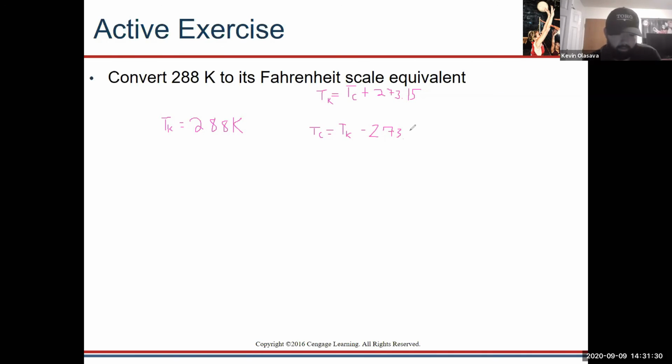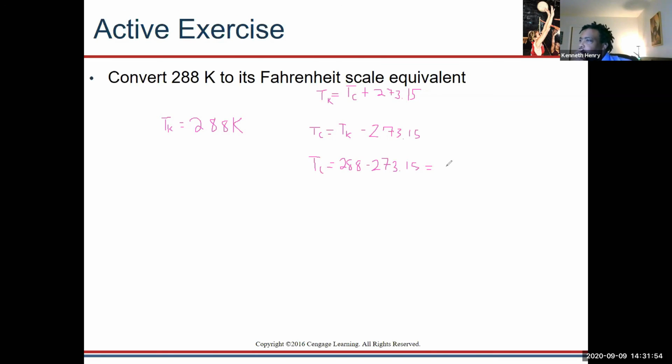So then I could just plug and chug. So I'll say TC is equal to 288 minus 273, which is going to equal what? 14.85? Yeah. Okay, so I got 14.85.